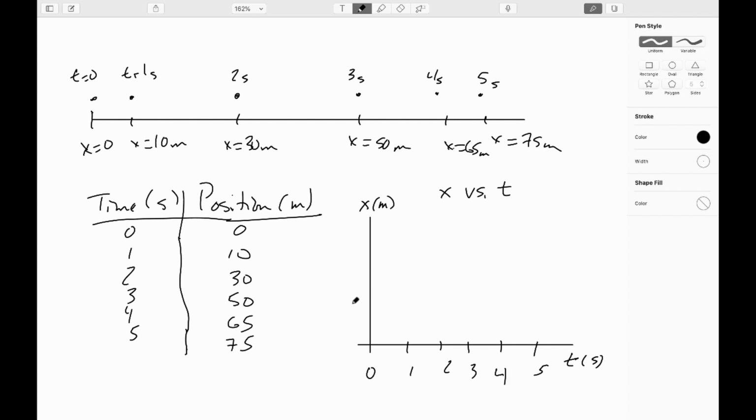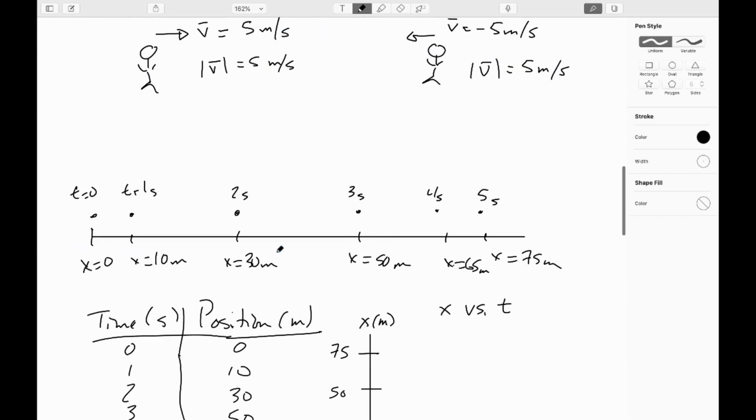There we go. Let's see, I need to go up to about 75, so let's go up by 25s. So 25, 50, 75. Then I can look at this table and play battleships to fill this out.